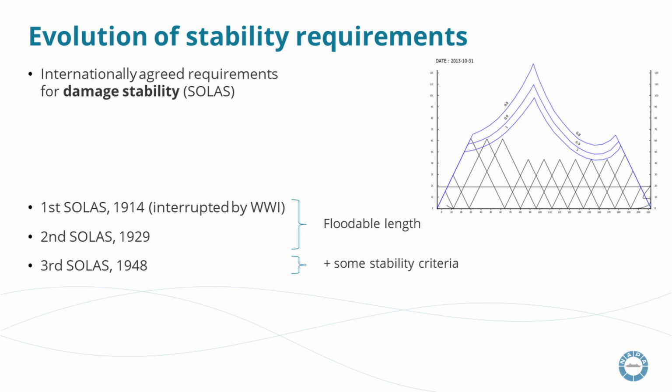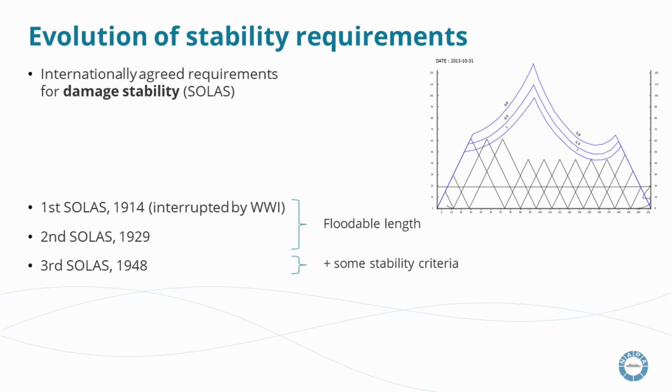The first internationally agreed stability requirements were actually for damage stability. Following the Titanic accident in 1912, the first SOLAS convention was held in 1914 and floodable length requirements were agreed upon. Unfortunately, the first SOLAS was never ratified as the process was interrupted by the First World War. There was actually a maritime conference held in 1889 before the first SOLAS convention, where an attempt was made to introduce international damage stability requirements, but an agreement was not reached and thus no requirements were introduced.